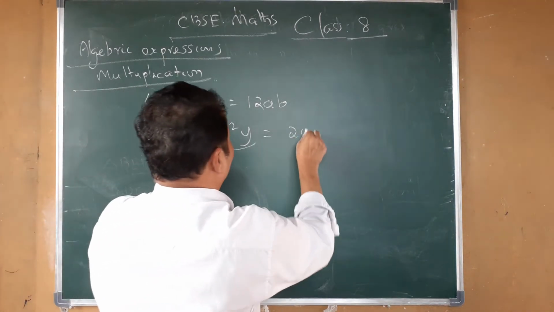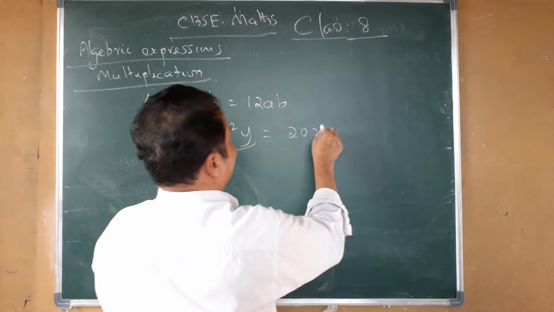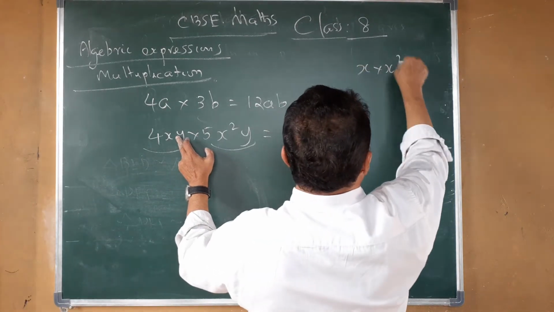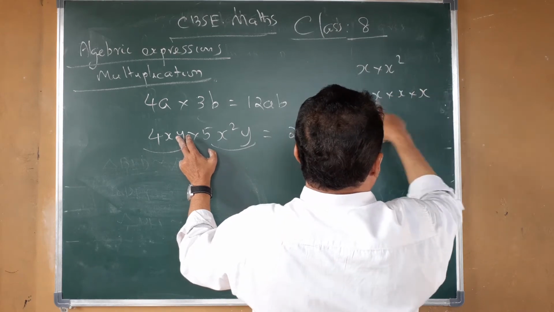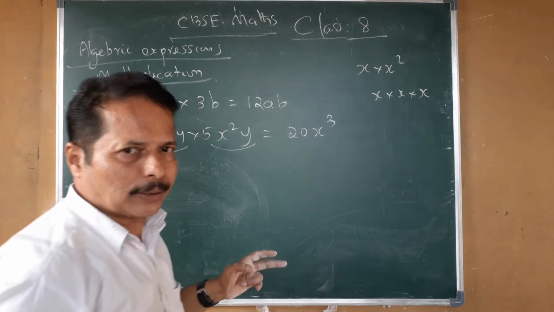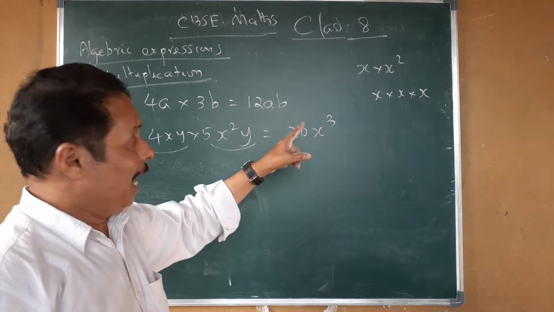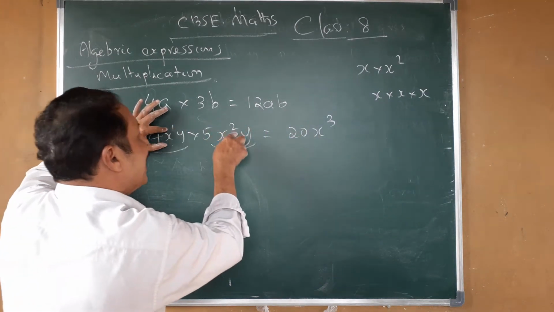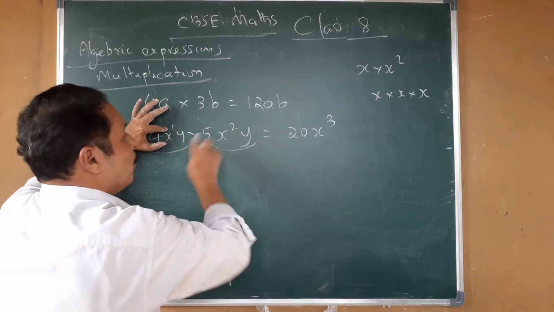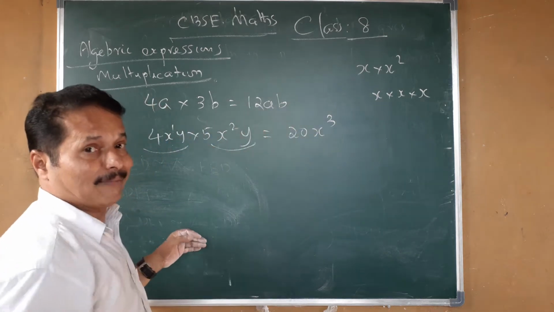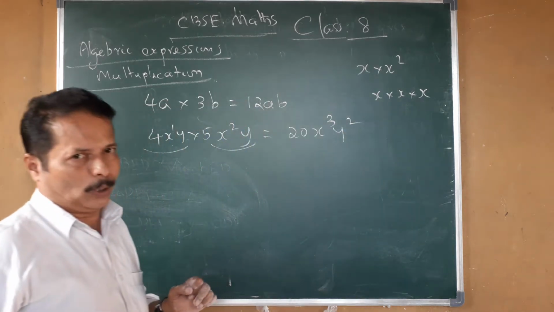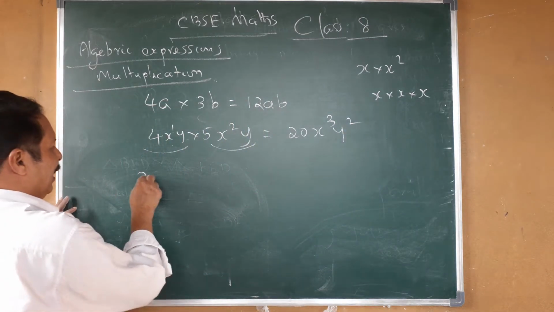4 into 5, 20. x into x square, x raised to 3. Remember, x into x square means x into x into x, which is x cubed. You studied that in exponents. a raised to m into a raised to n is a raised to m plus n. 1 plus 2, 3. Already it is in 7th standard. And y into y is y square. Is it clear? One more.